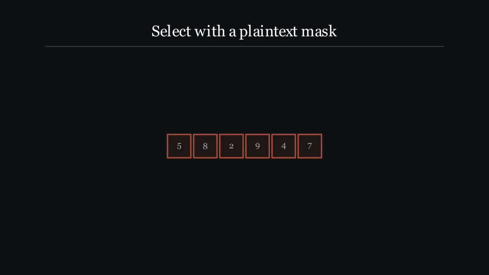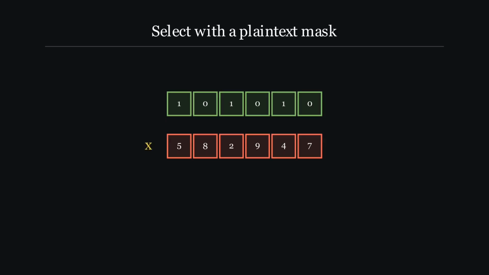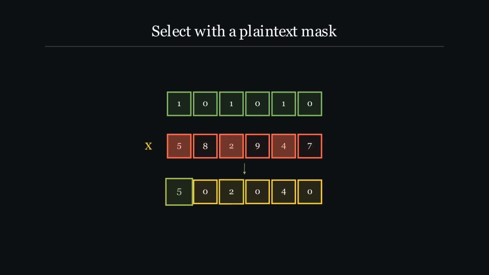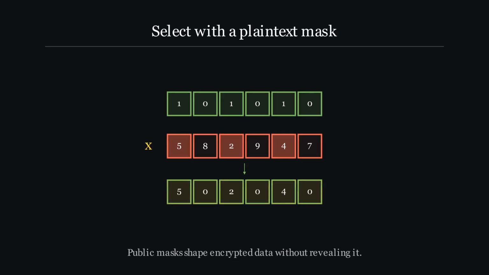Public plaintext masks let us shape packed encrypted data cheaply. The red row contains encrypted values, while the green row broadcasts the pattern 1, 0, 1, 0, 1, 0. Multiplication by this mask leaves selected positions unchanged and suppresses the alternating positions. Watch the 0 selected cells fade before the yellow result appears.